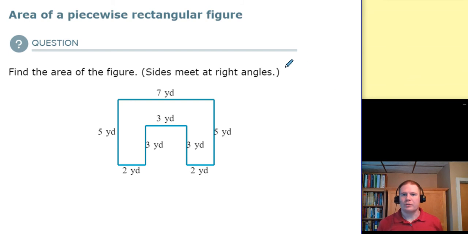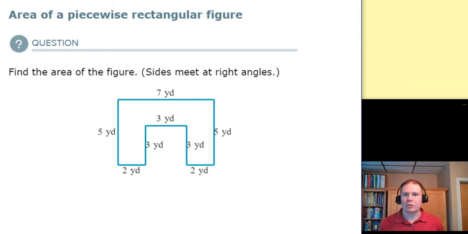I've had a lot of requests for help with this question, and I thought rather than help everyone individually over hours and hours, I'd try to help you all at once, as we don't have a classroom to go over this in class. So, area of a piecewise rectangular figure. A piecewise rectangular figure is some figure, some shape that's made up of rectangles. Right? All of its pieces are made up of rectangles.